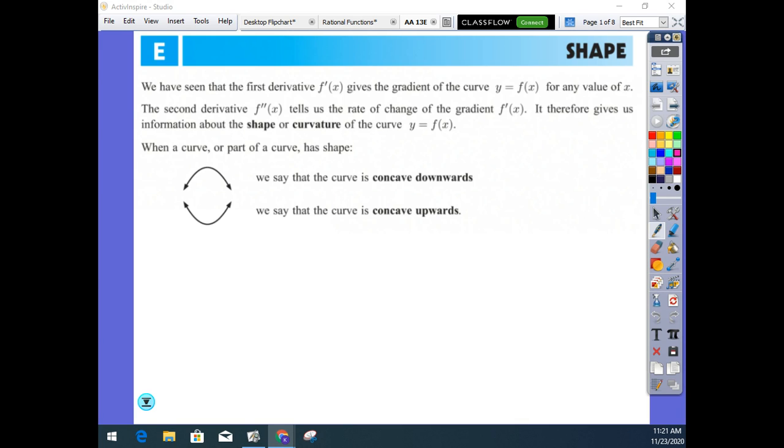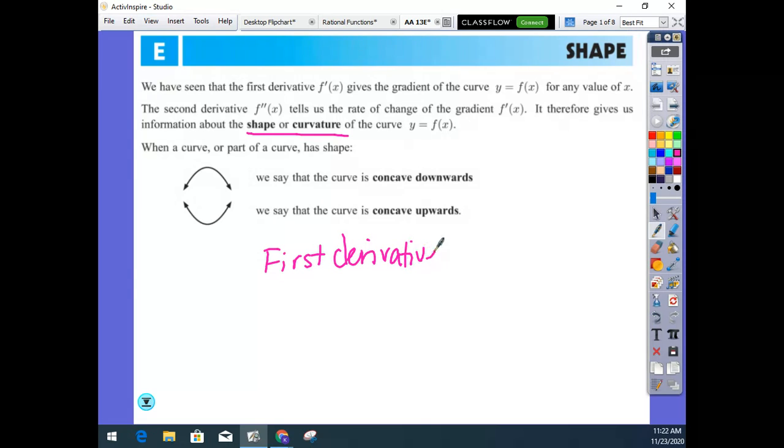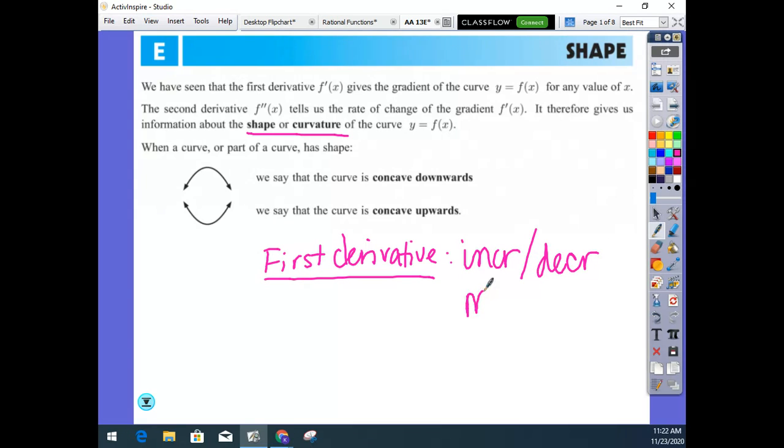So we've talked about increasing, decreasing, max and mins. Now we're going to talk about the shape, or the curvature. One thing I actually put in your notes though: the first derivative, people sometimes get this confusing. Make sure for the first derivative, that's to find out increasing, decreasing, max, and mins. So if you need to find out increasing, decreasing, max or mins, use the first derivative.